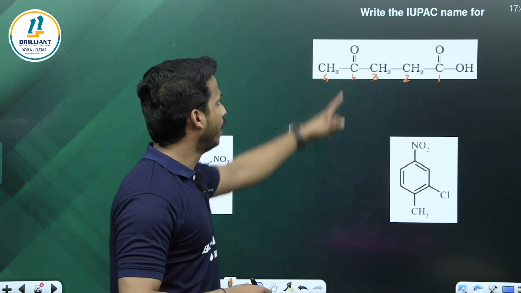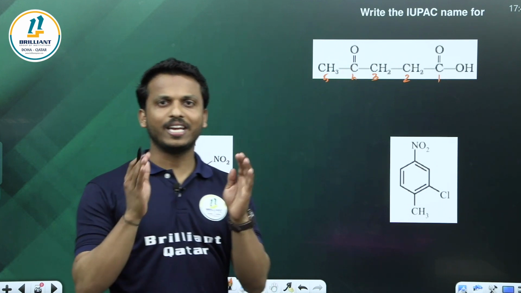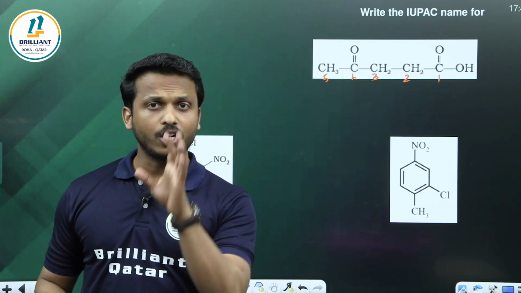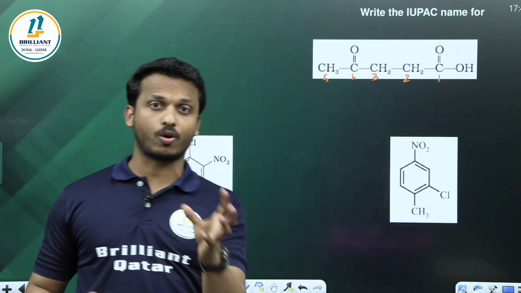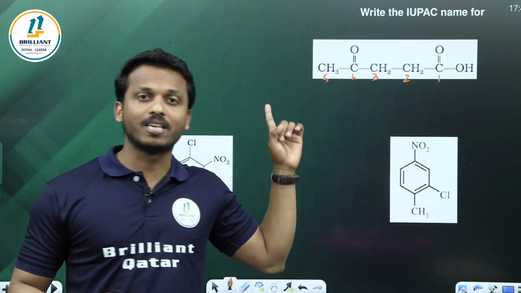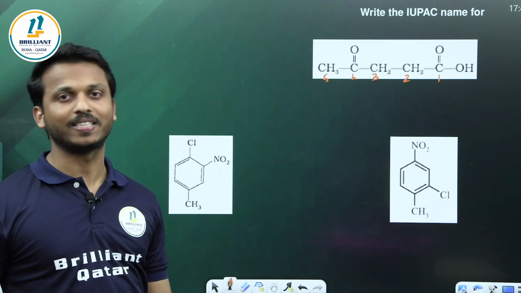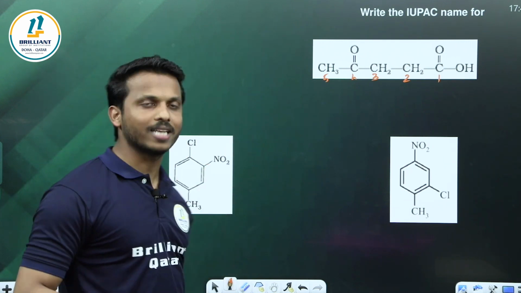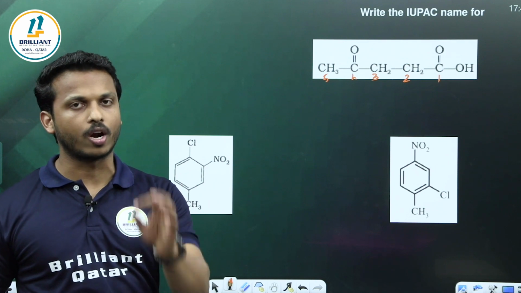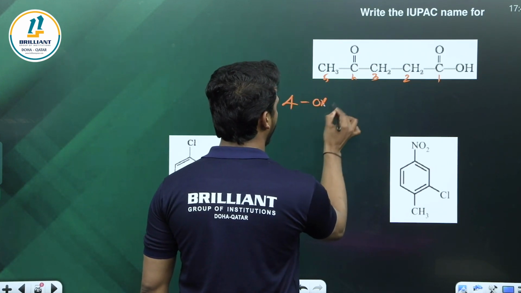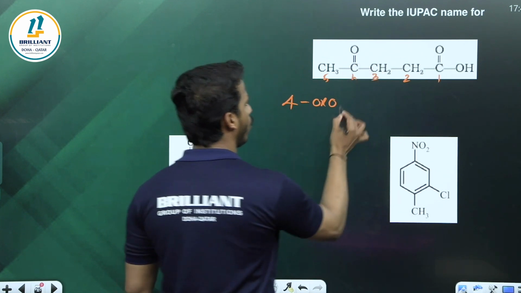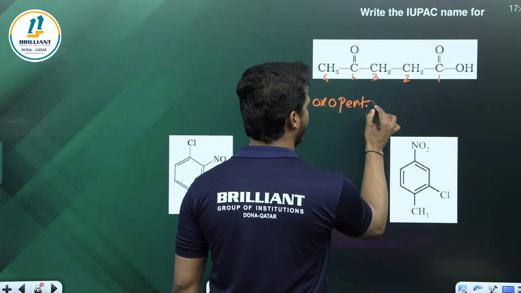And one more thing. Here ketone is a minor group. If ketone comes as a major group, you will write the name of the compound ending with -one. But here it's a minor group because acid is there as the major group. If ketone comes as a minor group, we will use the prefix what? Oxo, right? So what are we writing? 4-oxo. Fourth position ketone. 4-oxo pentanoic acid.